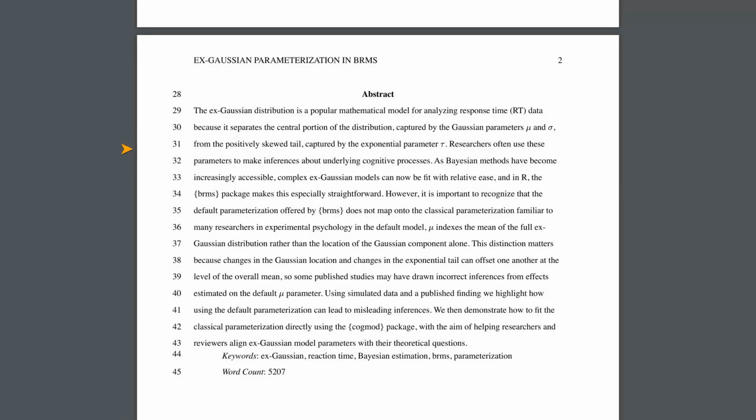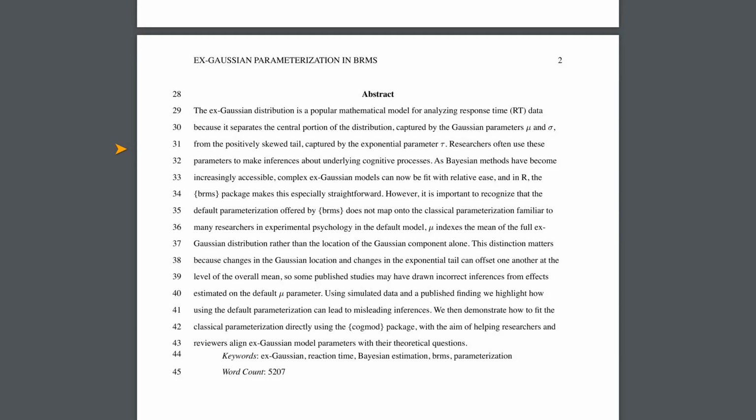Imagine you are trying to measure someone's height. You could measure from their feet to their head, or you could measure from their feet to their chin. Both are heights, but they measure different things. The brms software, by default, measures a kind of overall reaction time for its main parameter, which they call mu. But many scientists traditionally use mu to measure just the normal part of the reaction time, not the whole thing, including that slow tail. This can lead to confusion and potentially wrong conclusions.